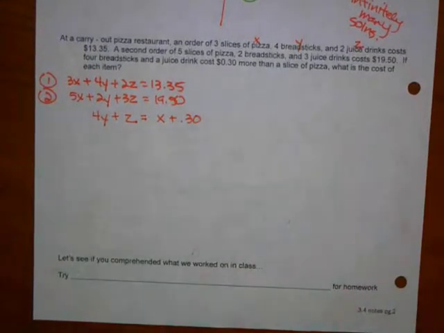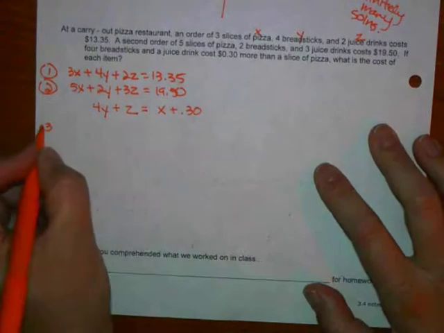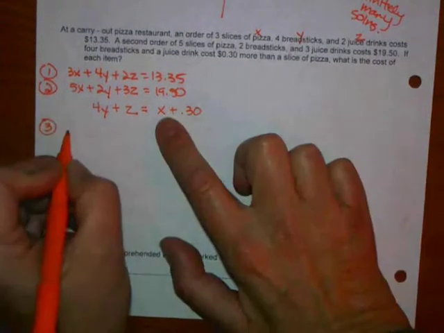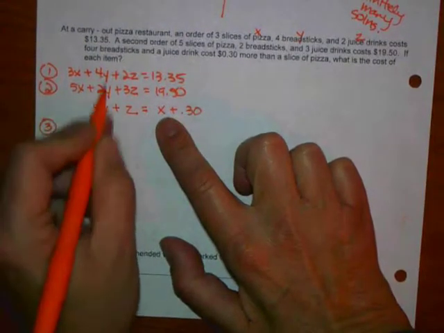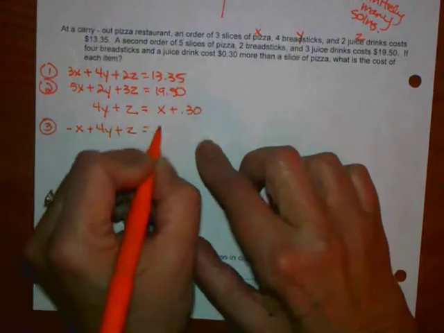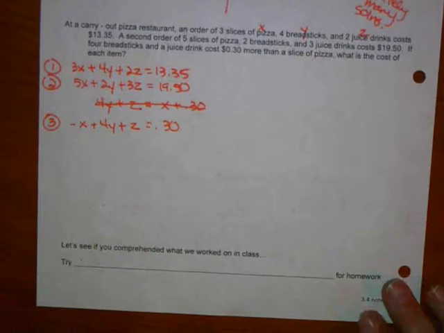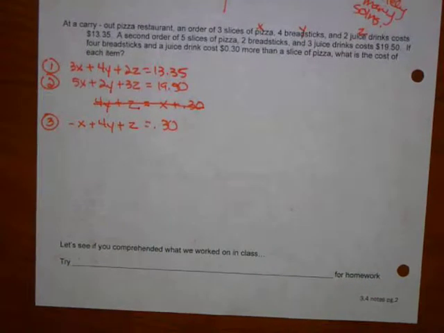Is that a third equation? Yeah, but can I use it like that? I got to move it around so it's in the right form. So I got to subtract x from both sides to get my third equation. I'm going to write it as negative x so that the variables are lined up. And then I'm just going to cross that off. Now, I got to start the work.